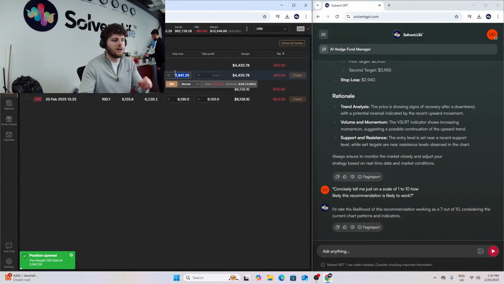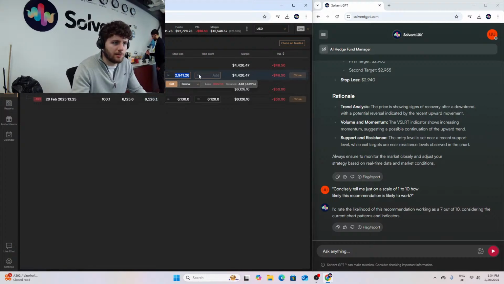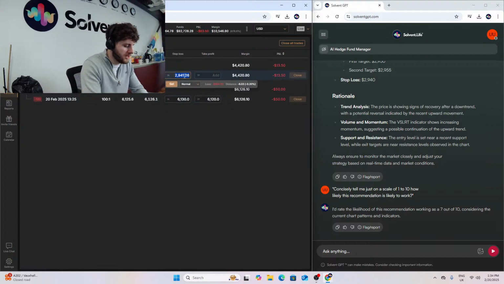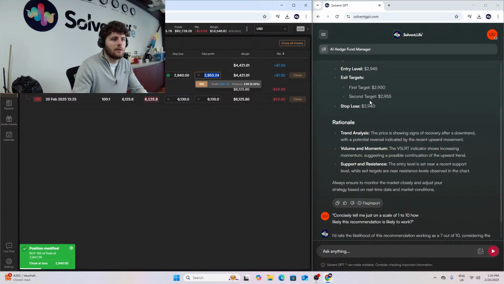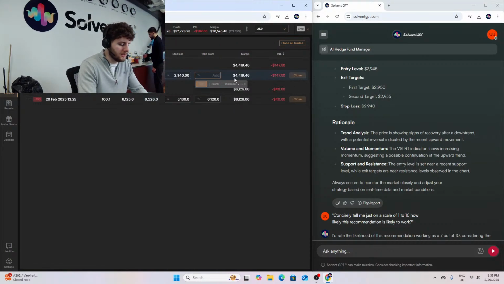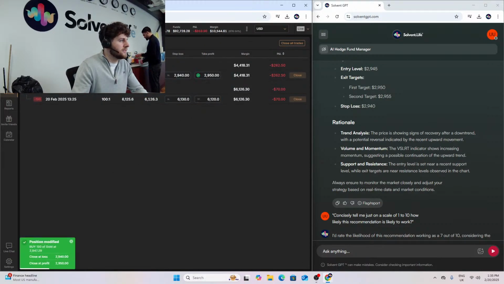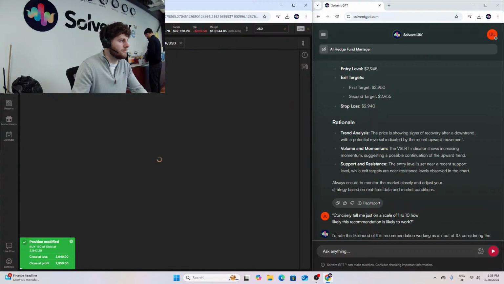So let's add our stop loss and take profit. The recommended stop loss was 940. And our take profit, realistic was 2950, optimistic was 2955. Fantastic. Let's go 2950. Initially, we will monitor the trade and see what it's doing in real time.